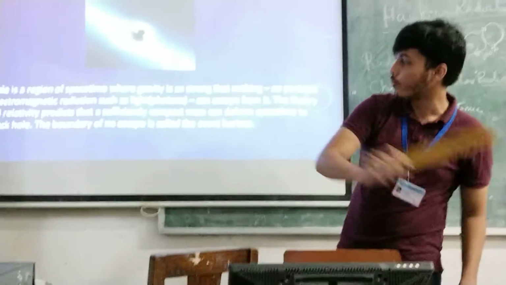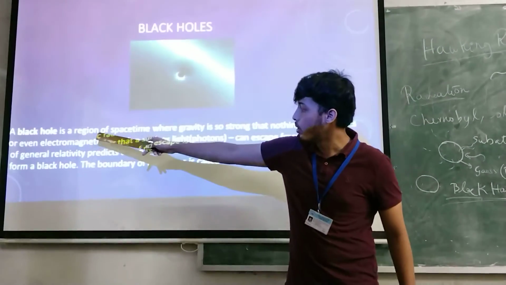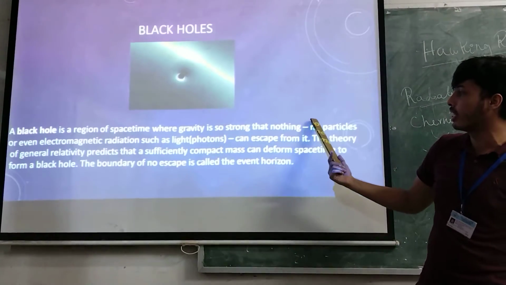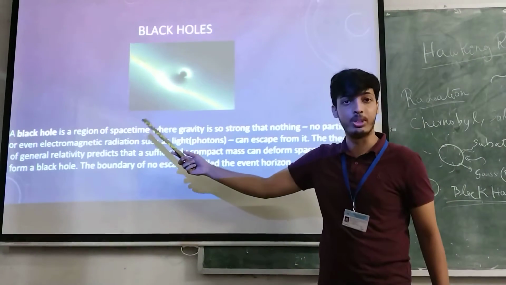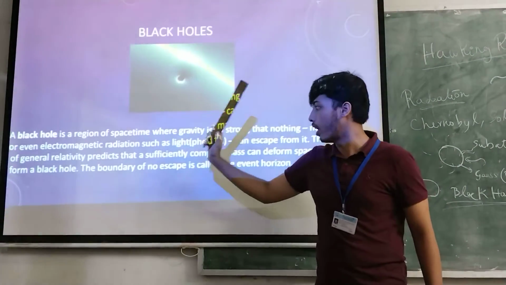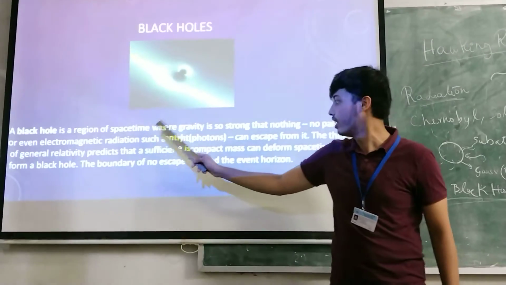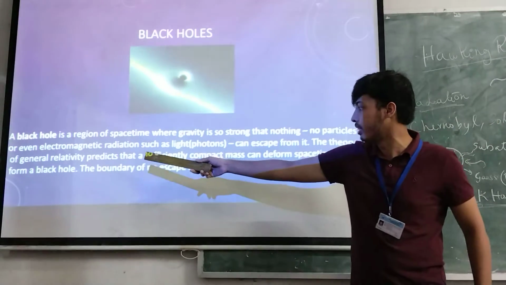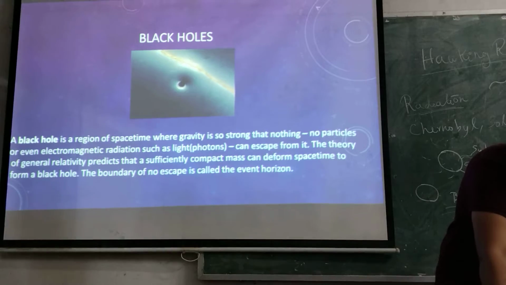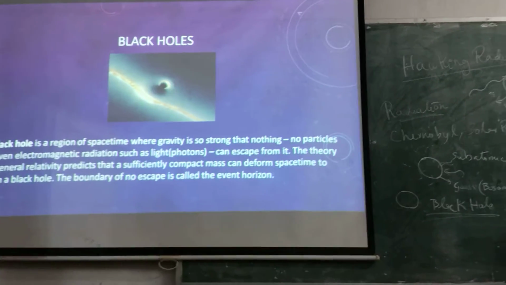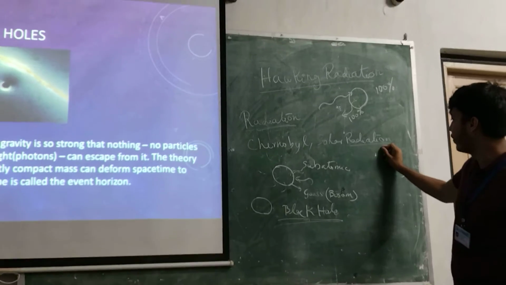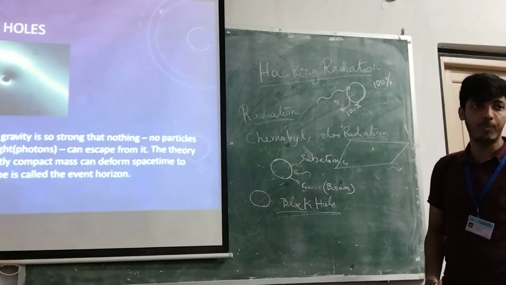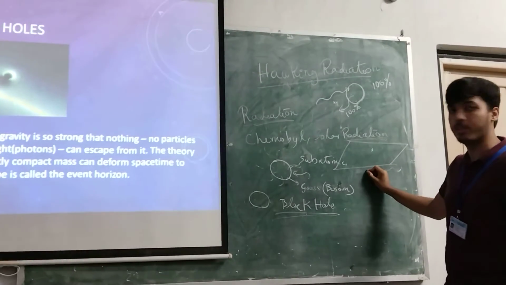The definition, as you can see: a black hole is a region of space-time where gravity is so strong that nothing, no particles, no electromagnetic radiation, such as light, which we consider the maximum velocity possible in this universe, even that cannot escape from it. So a little bit of general theory of relativity is there, that it is basically an immense amount of mass compressed in a singularity, which is basically a dimensionless point throughout space-time. But as I have said, we don't know at this level the complete definition of space-time.